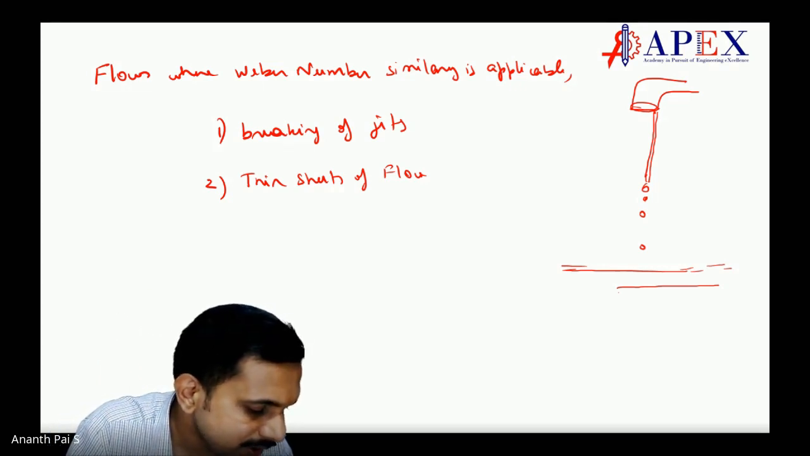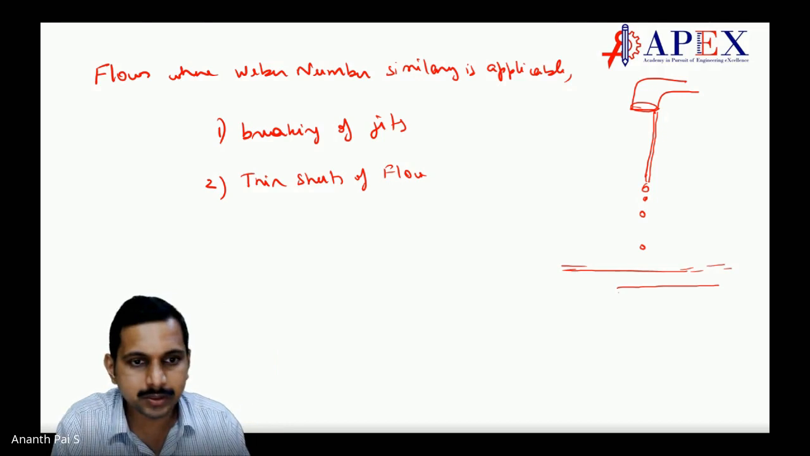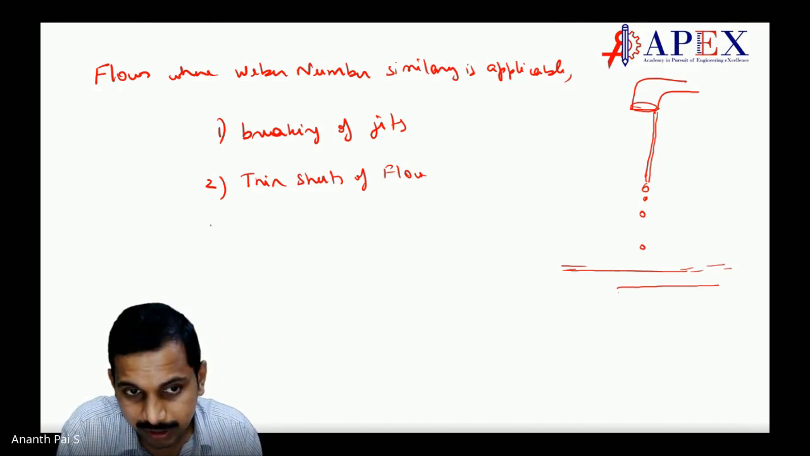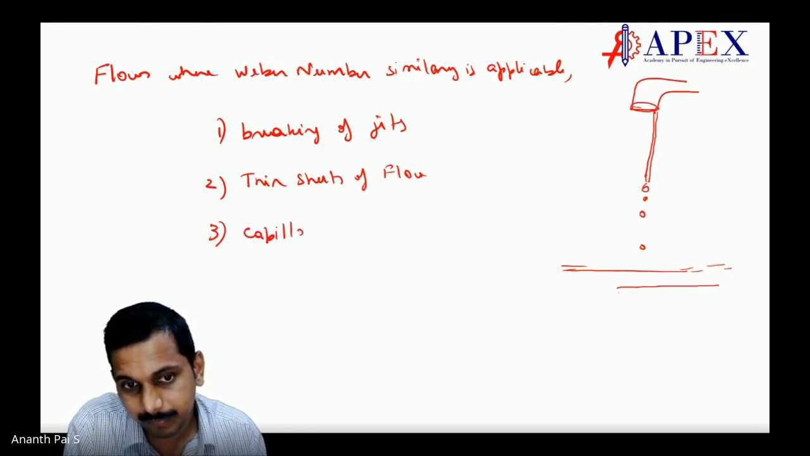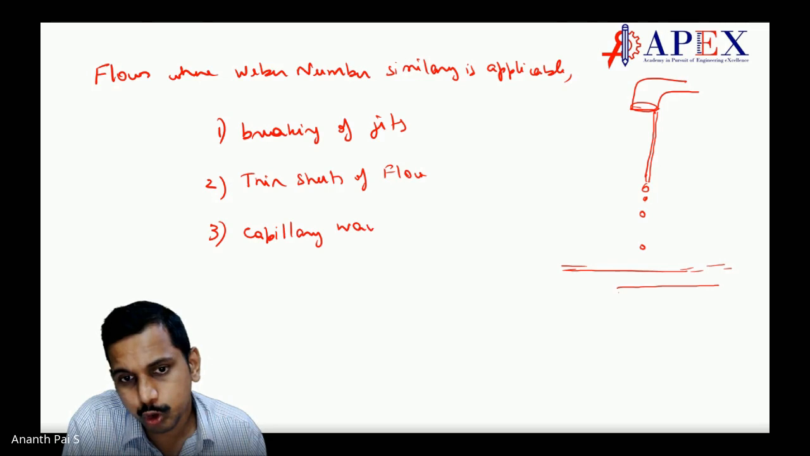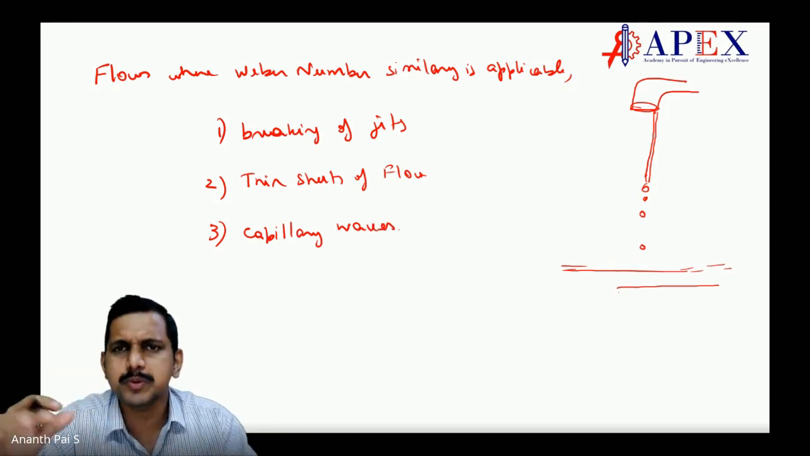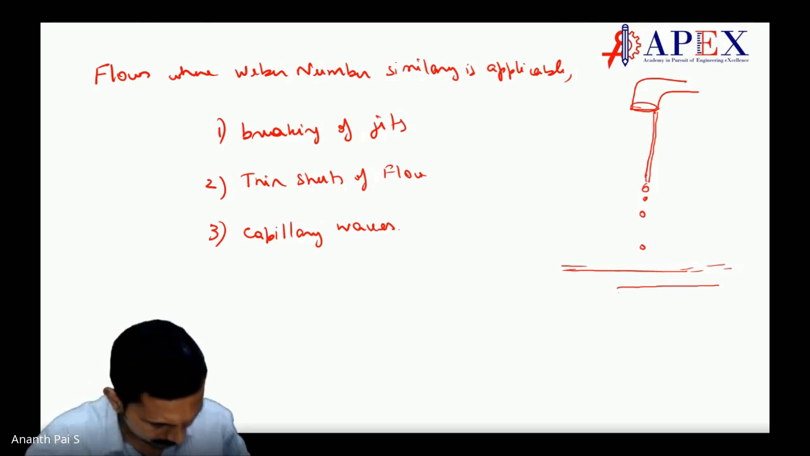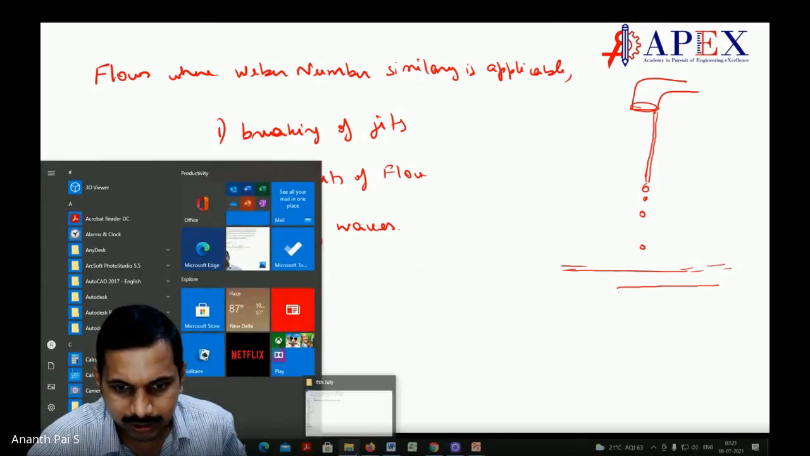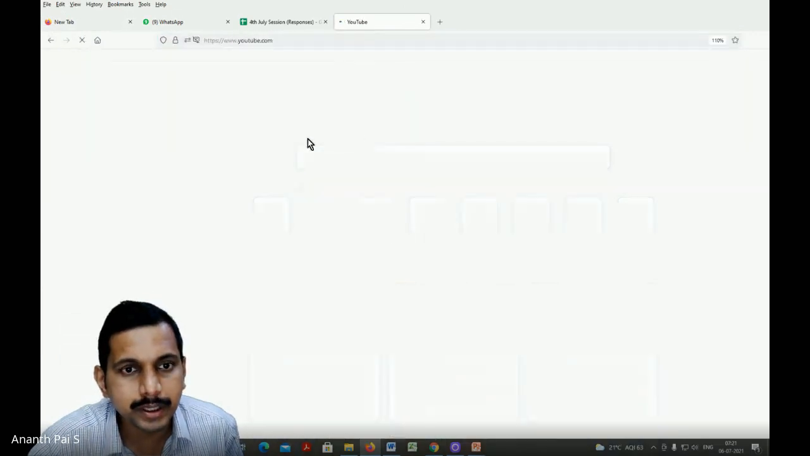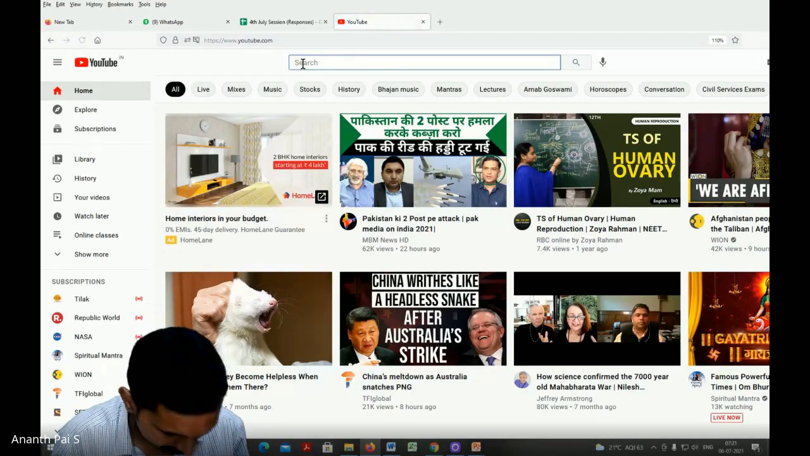Then another place where it is important is capillary waves. Third one is capillary waves. I will show you some of the capillary waves which are seen over the surface. Small waves because of surface tension effects, that is seen. Let me show you that. Let me go to YouTube and show you the capillary waves.